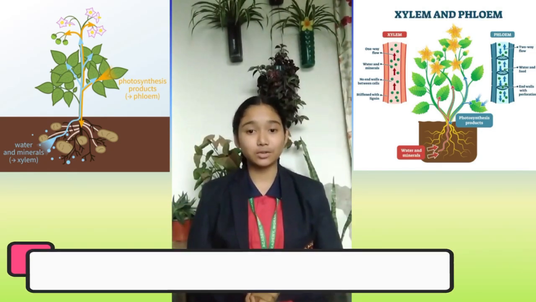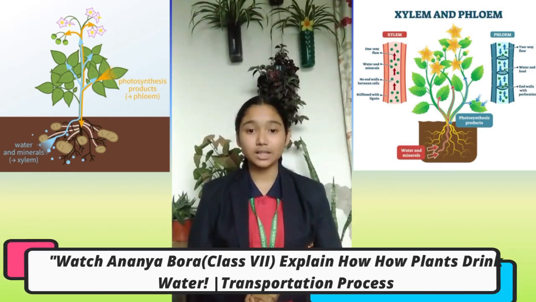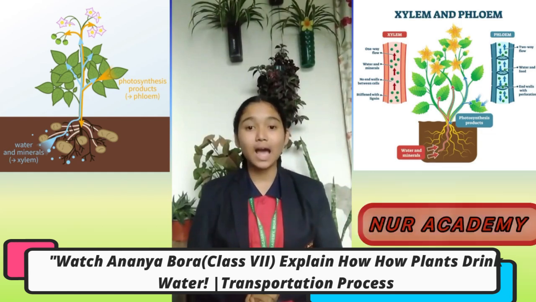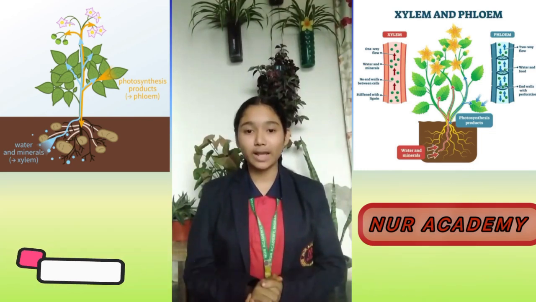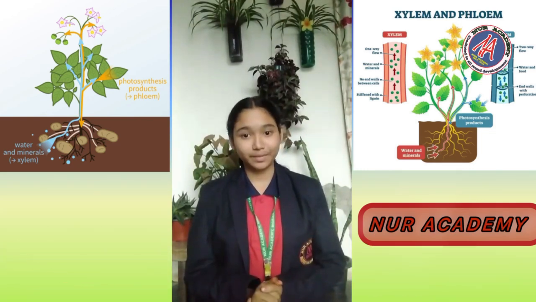Xylem is the vascular tissue that transports water and minerals from the roots to the leaves and other parts of the plants. This process is known as the transpiration stream.